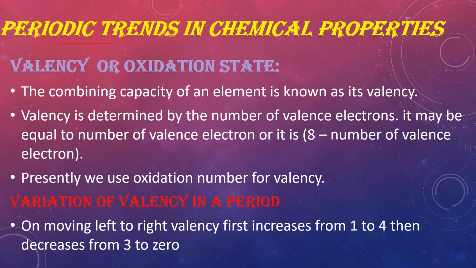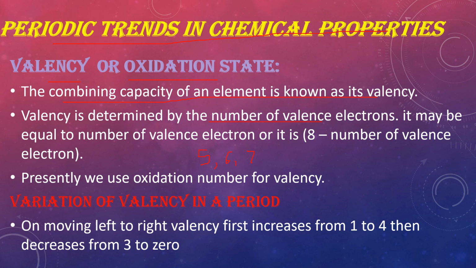Now the next is periodic trends in chemical properties. First I am taking valency or oxidation state. We know that the combining capacity of an element is called its valency, and valency is determined by the number of valence electrons. For example, metals have 1, 2 or 3 electrons in their outermost shell, so their valency is 1, 2 and 3 respectively. On the other hand, the elements of the carbon family have 4 electrons, so their valency is 4. After carbon, when we move towards non-metals, the number of valence electrons is 5, 6 or 7. So their valency is determined by 8 minus 5, 8 minus 6 and 8 minus 7.